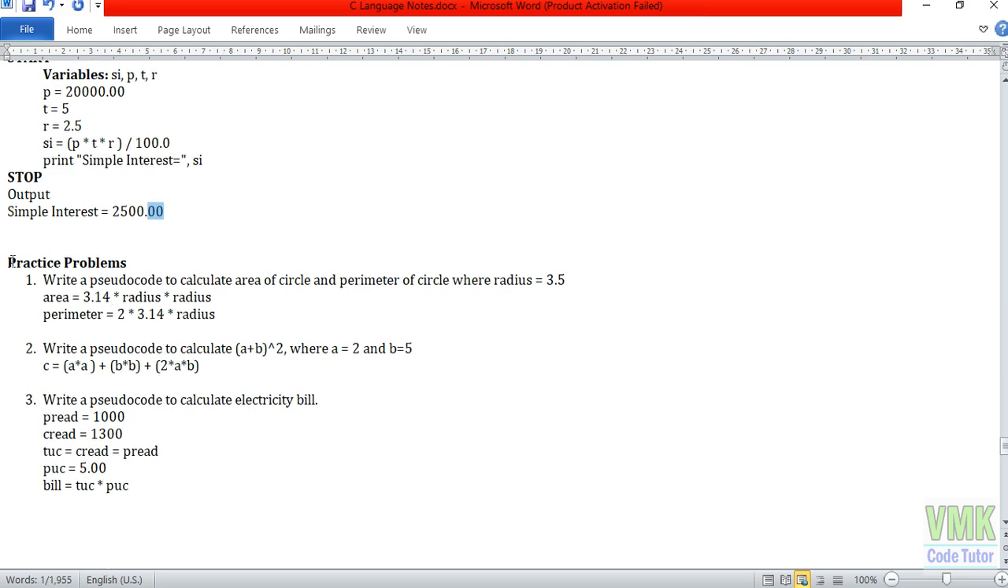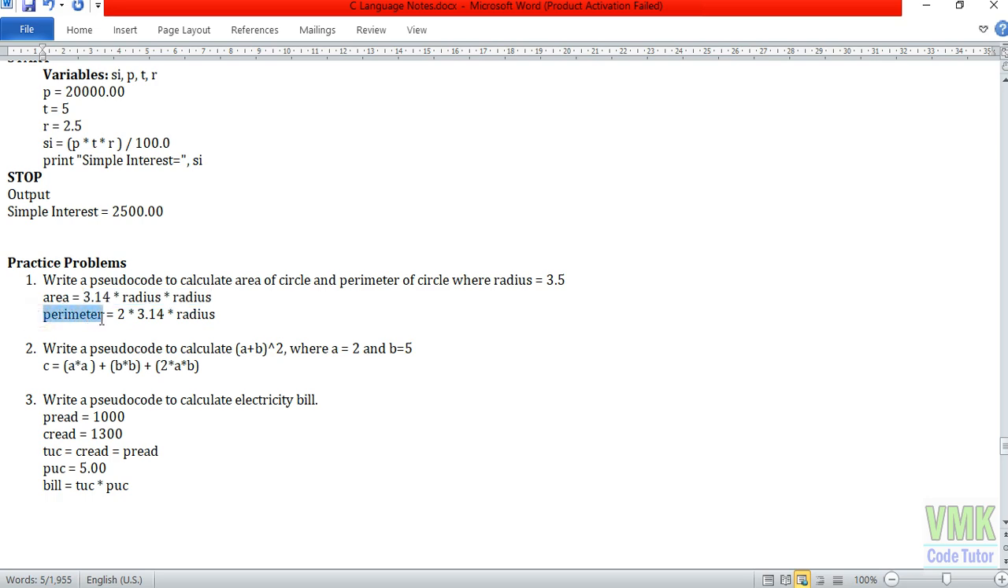Now these are the practice problems I am giving. You have to write them yourself. Write a pseudocode to calculate area of circle and perimeter of circle where radius is equal to 3.5. So for this radius you have to calculate the area and perimeter of the circle. What are the formulas? Area of circle is pi r square, where pi means 3.14 and r means radius.